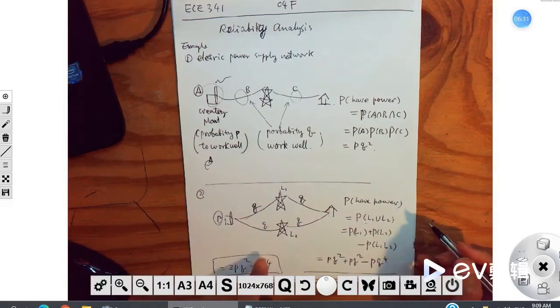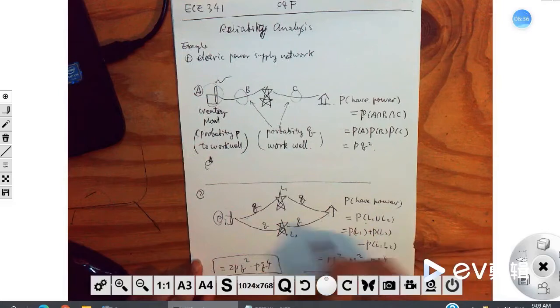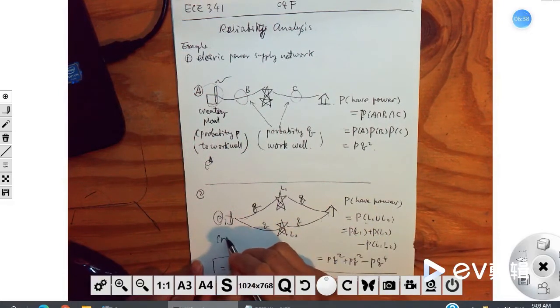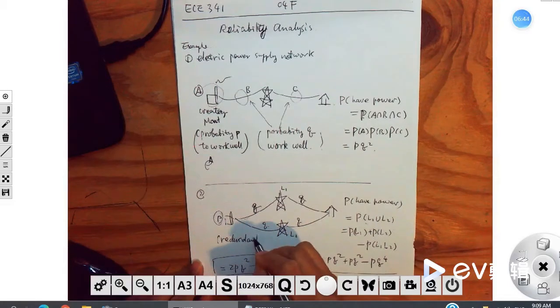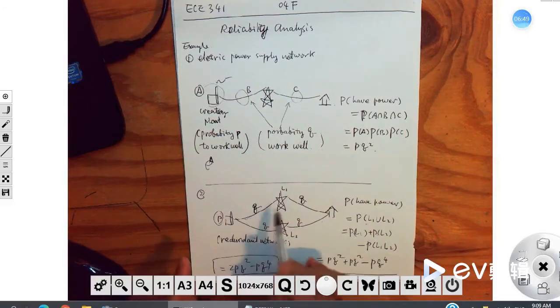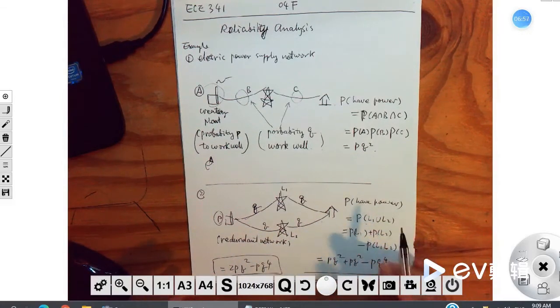Usually this will be better than that one, because you have one more line, one more path. We call this kind of thing a redundant network. We have some extra wire, an extra part, but it provides more reliability. Even if one path goes wrong, the other path can still work.